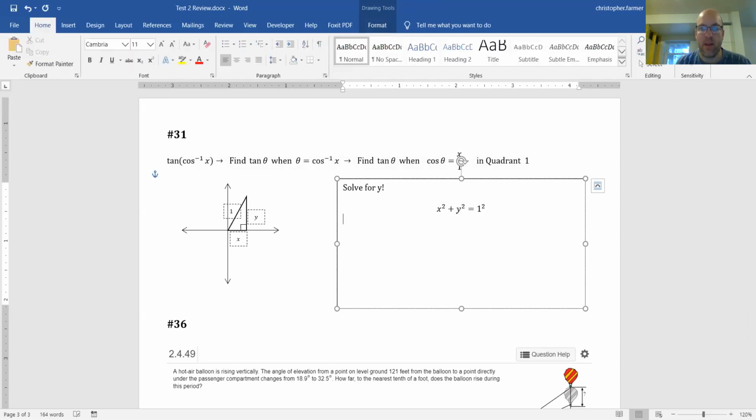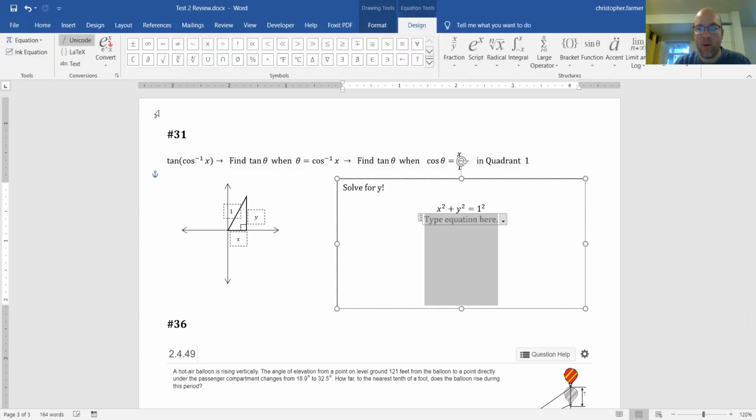And of course, I'm not going to rewrite the whole thing just to square the 1, but 1 squared is 1. If we're solving for y, we'd want to subtract the x squared from both sides, so y squared is equal to 1 minus x squared.